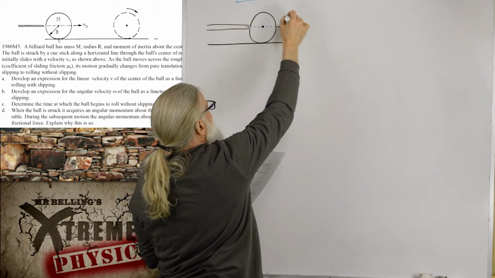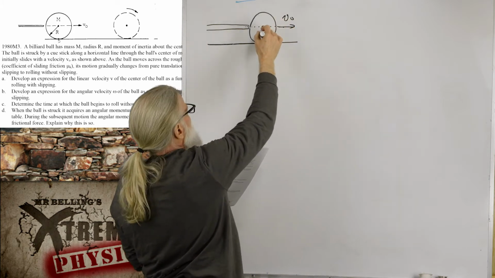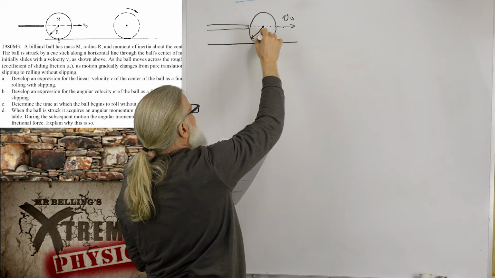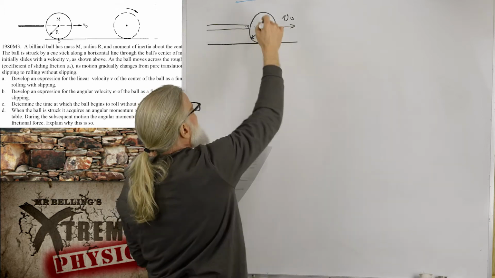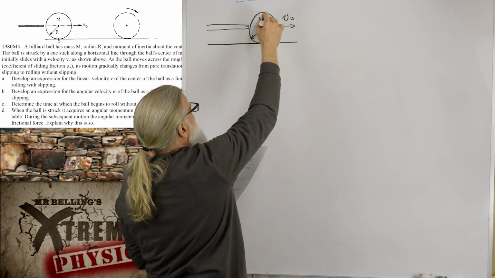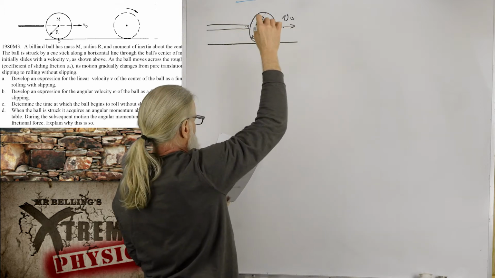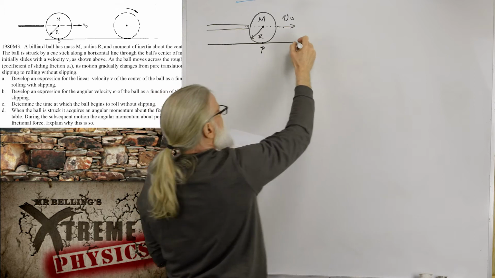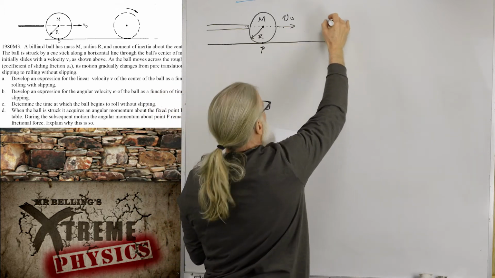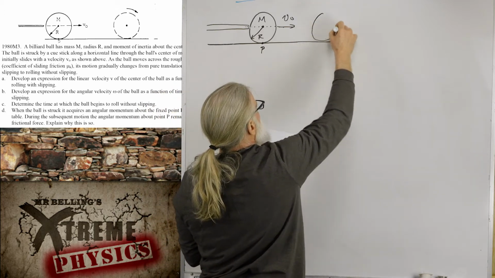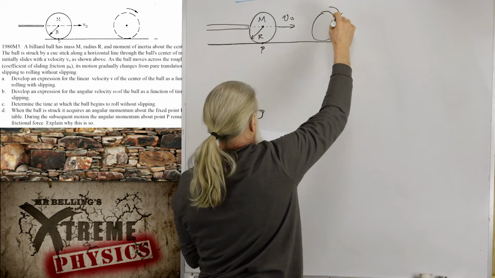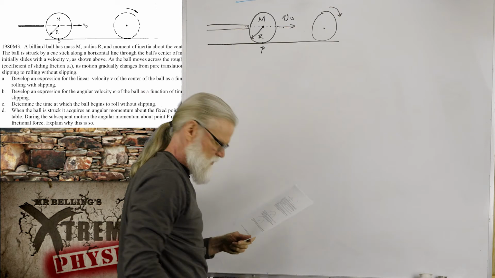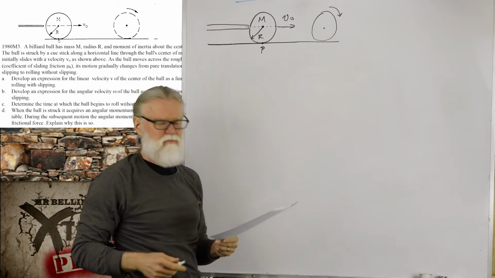And this is the initial translational velocity. And this is radius r. And this had mass capital M. And this was point P. And then it rolled. All right, sometimes it was rolling while it was slipping, and sometimes it's not. So initially it's slipping, but later it won't be.